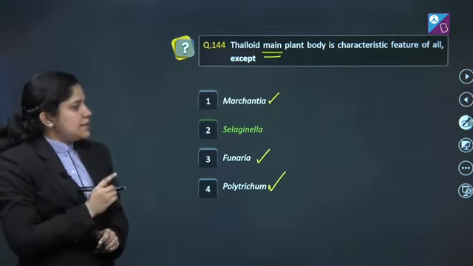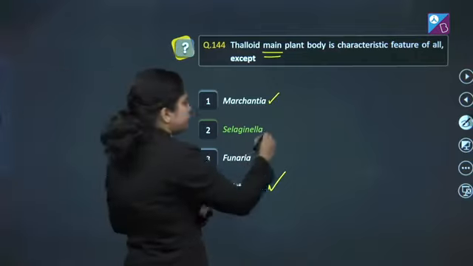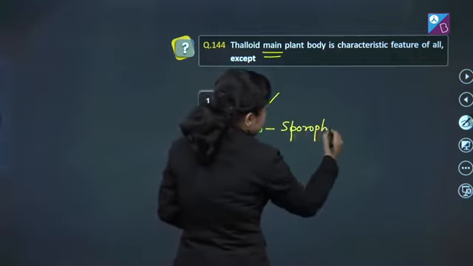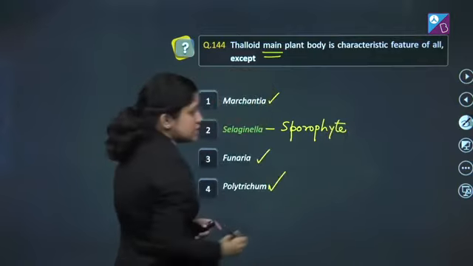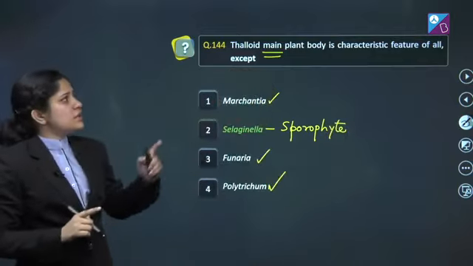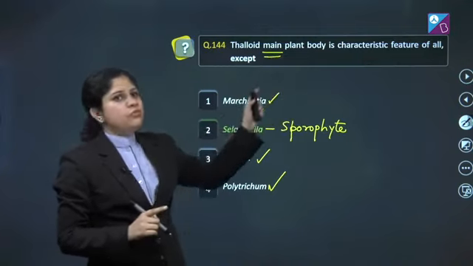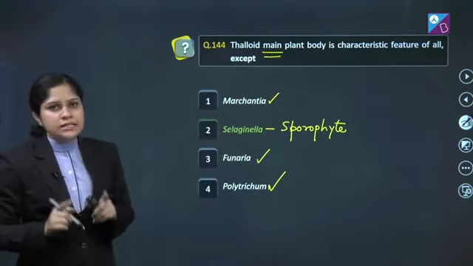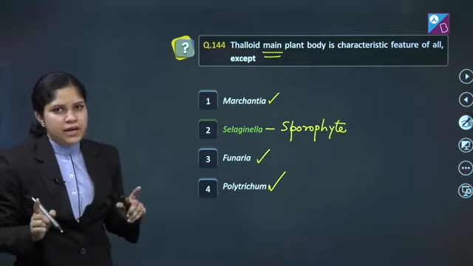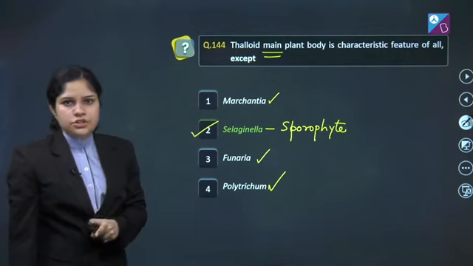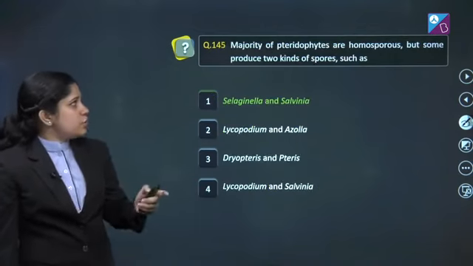However, in Selaginella, the sporophyte is the dominant phase, although it produces a thalloid gametophytic body which we call prothallus, but it is not the main plant body. So, the correct answer of this question is option number 2. Let's proceed to the next question.